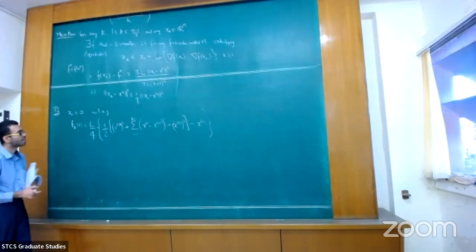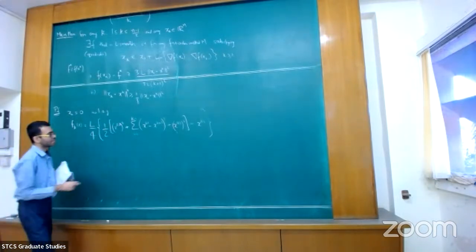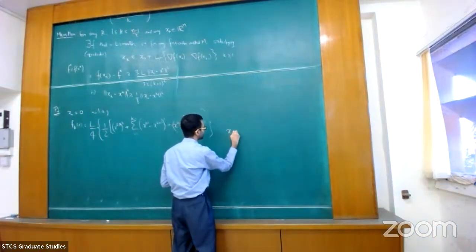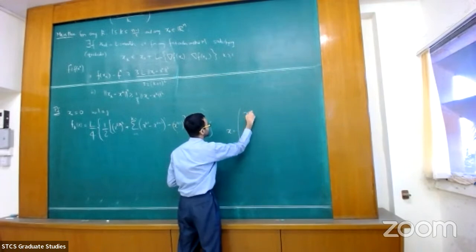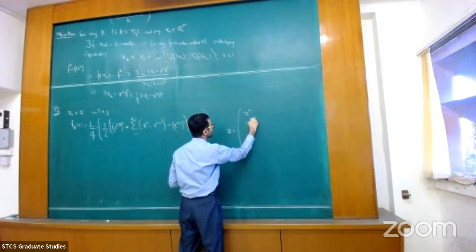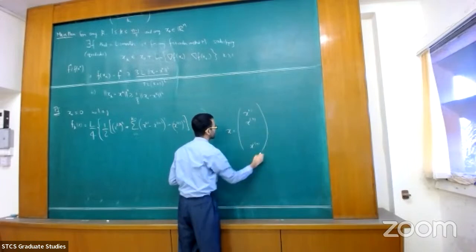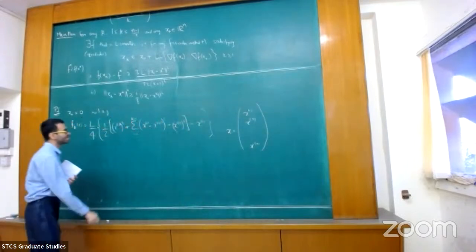So x superscript i is the i-th coordinate. So the vector x is x1, x2, and so on. Good.